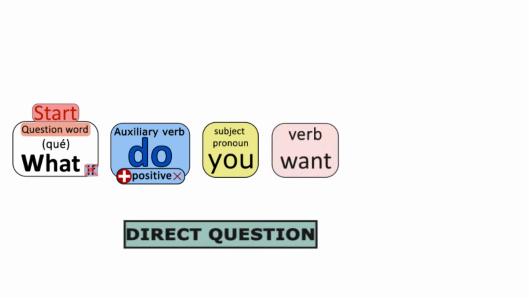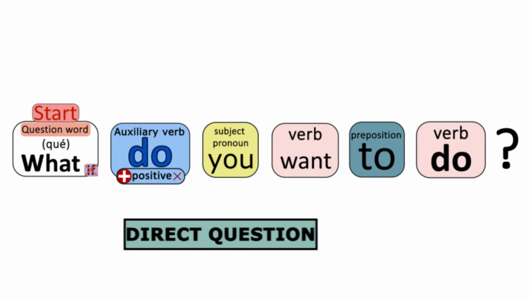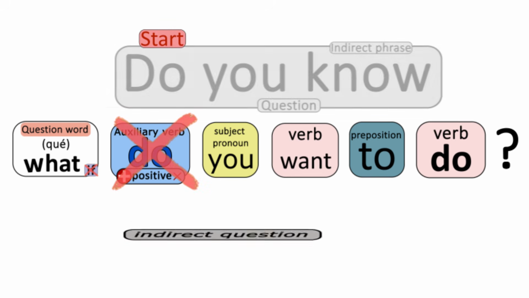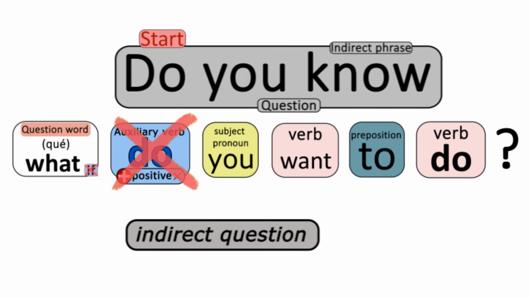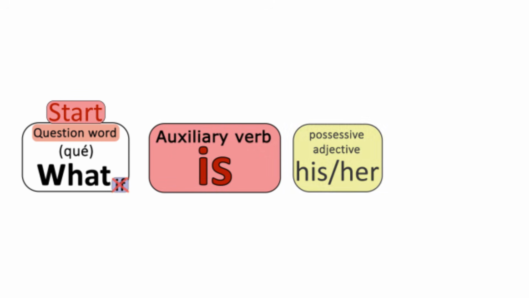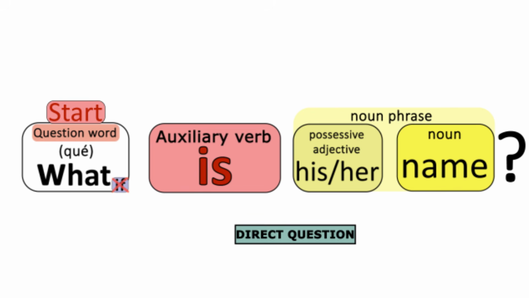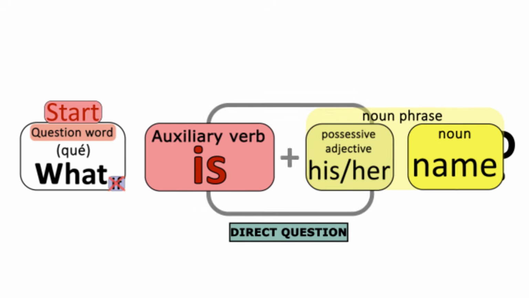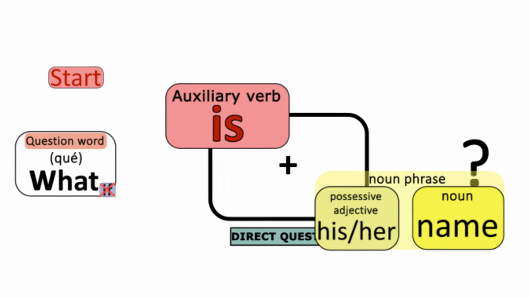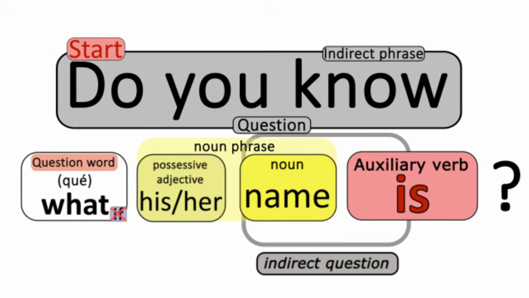What do you want to do? We're starting with a question word, so in the indirect question, we're not going to have if, and we need to remove the auxiliary verb do. Another example, what is her name? Notice that this time we're not using a subject, we're using a noun phrase, her name. So again, to make this an indirect sentence, we invert the auxiliary and the noun phrase.